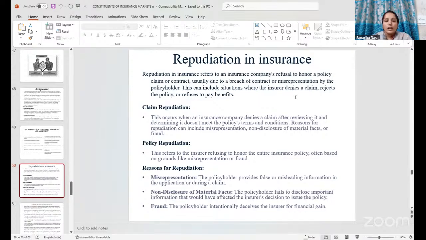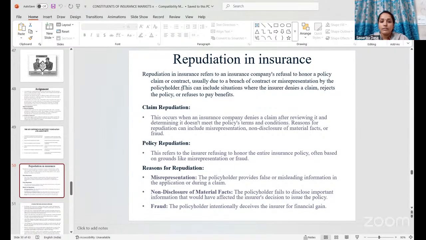Right. Today's topics we are going to discuss. The first one is repudiation in insurance. Now, repudiation in insurance refers to an insurance company's refusal to honor a policy claim or contract, usually due to breach of contract or misrepresentation by the policyholder.